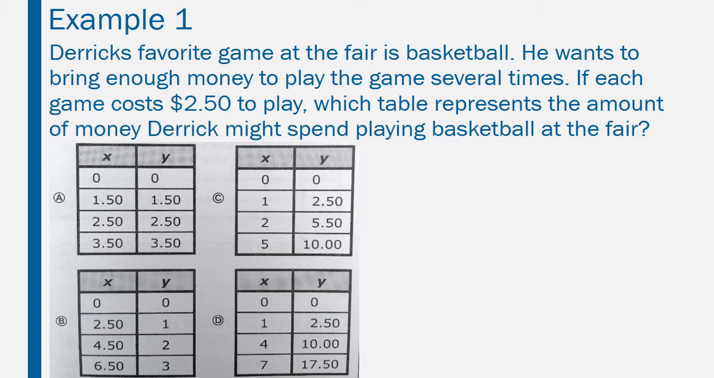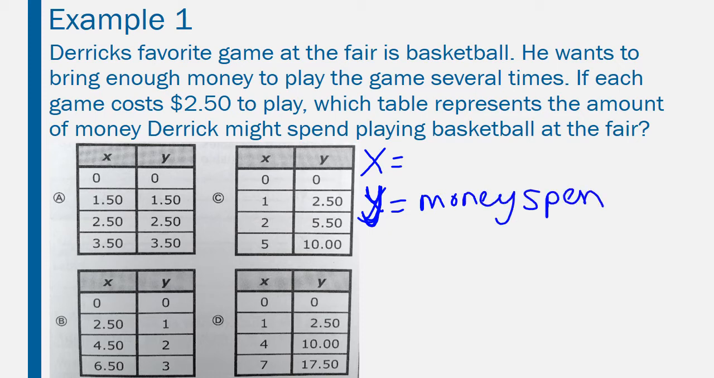Okay, so let me go ahead and pick a name. Michael, what do you think? Have you come up with something for your X and your Y? So your Y, you think, is how much money they spent. Why do you think that? Well, that's a great thought process because your Y is your answer, and that's what the question is asking. How much money Derek might spend? That's very good. That's exactly right.